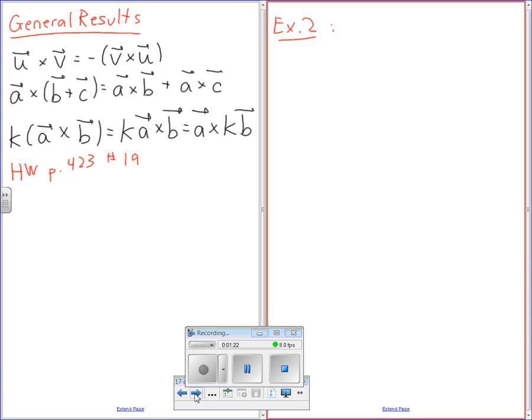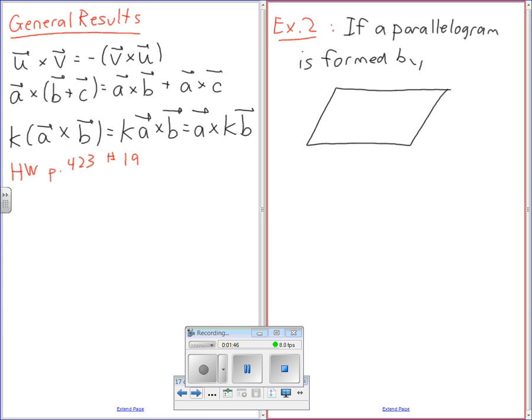If a parallelogram is formed by, find the area. Okay, so it says find the area of that parallelogram. That's what that's supposed to say.